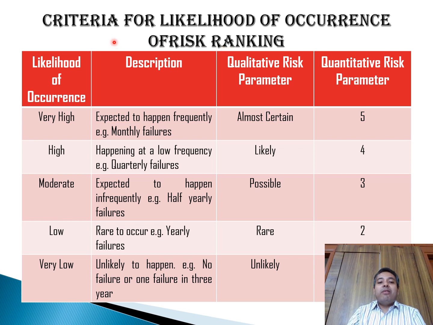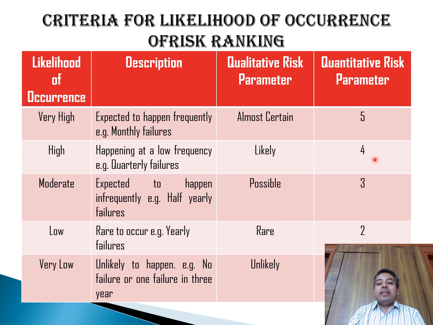Okay. Now going to this table, the first category for this likelihood of occurrence of risks has been given a score of 5. Okay, means the frequency of failure is expected to happen frequently, for example on monthly basis. Okay, it is almost certain that the failure will happen on a frequent basis.